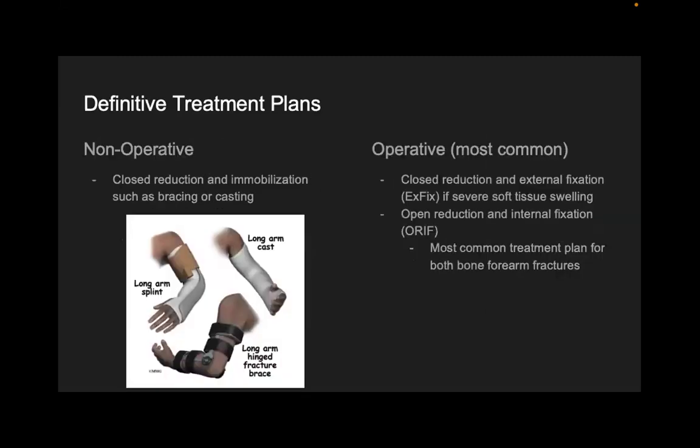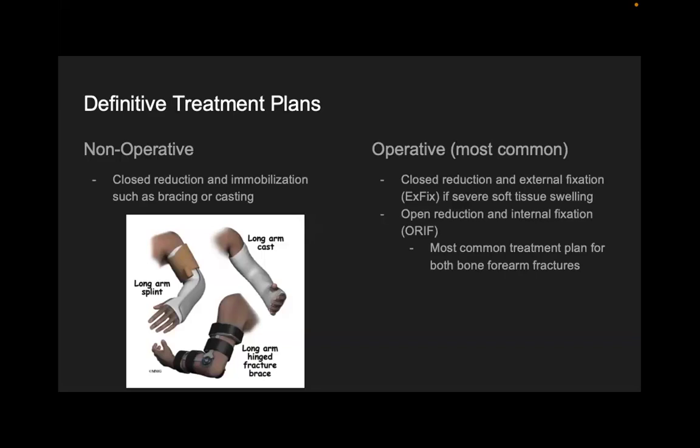Again, definitive treatment plans are non-operative, so we're going to have them closed reduced and immobilized in a brace or a cast for some amount of time, depending on the type of fracture and the injury. And then they'll come back and follow up in clinic. If for some reason I'm unable to get a good reduction, or it's unacceptable, and I'll give you guys an example of that later on, then operative fixation will be the next best step, okay?